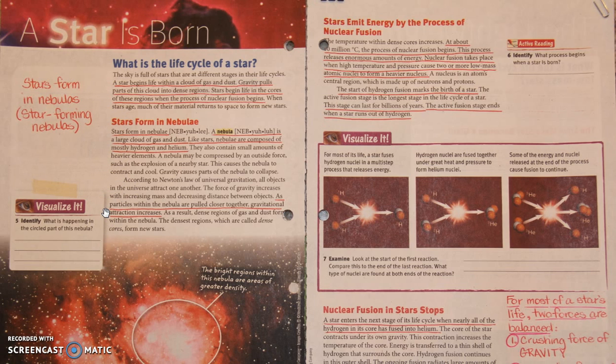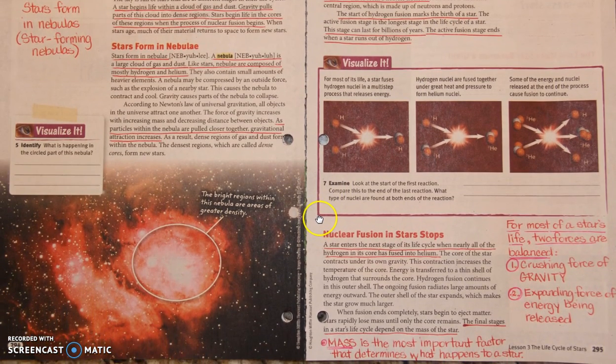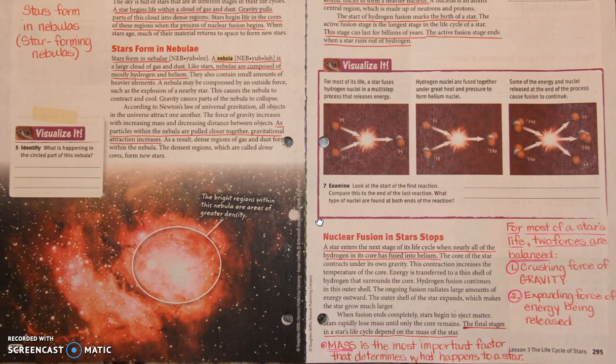On page 295, at about 10 million degrees Celsius, the process of nuclear fusion begins, so make sure that you highlight these sentences. The start of hydrogen fusion marks the birth of a star, and this stage can last for millions of years, or billions of years, excuse me. All right, at the bottom, there are some things I need you to write down.